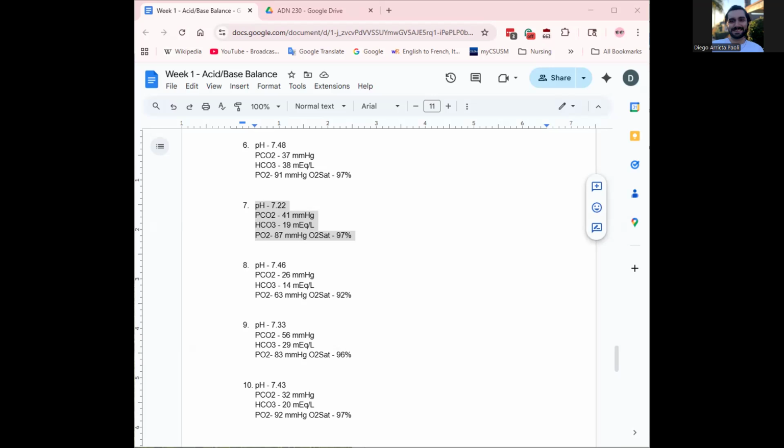Yeah, so this is uncompensated metabolic acidosis. You have the pH, which is acidic. CO2 is within normal limits. The 19, which is considered acidic because it's low, matches with your bicarb. Therefore, it's a metabolic acidosis. Because your CO2 has not changed in value, it is not partially or fully compensated.